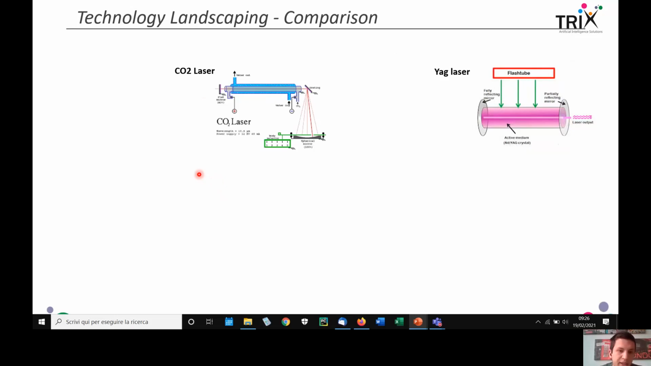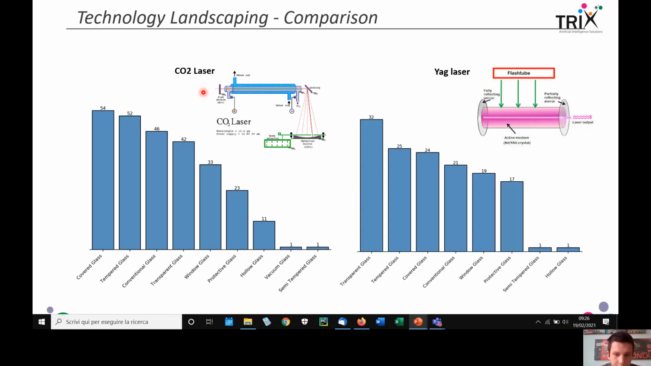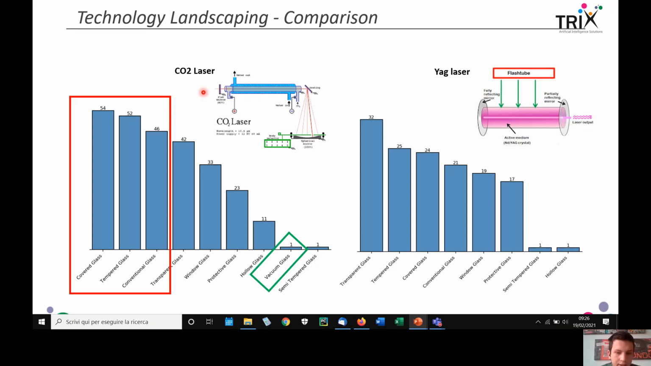Only for that technology, I go to see what type of glass I can cut. And I see, for example, that the CO2 laser can also cut vacuum glass, while the YAG laser doesn't do it. I can't cut vacuum glass with this laser type.